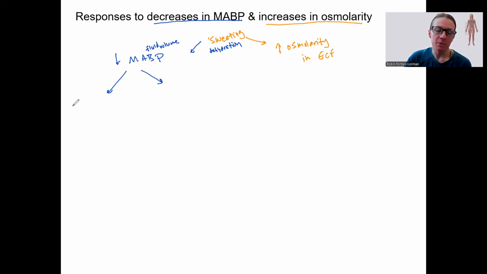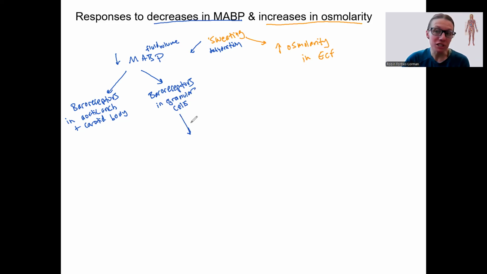Low blood pressure is detected by baroreceptors in two locations. Do you remember where they are? One set is in the kind of central, so aortic arch and carotid body. These are detecting mean blood pressure. But there are also baroreceptors in the granular cells of the kidney that can call upon extrinsic regulation by producing renin.